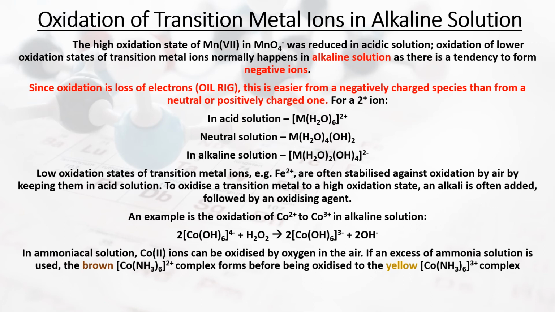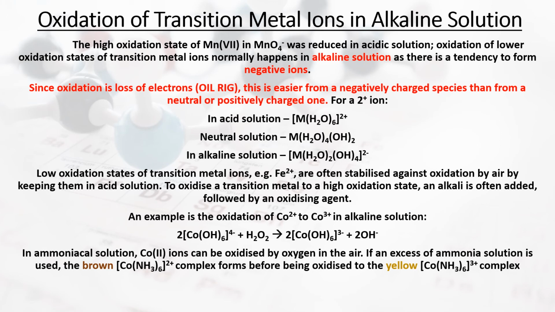We then have our oxidising agent, where it's easier to actually oxidise that metal because it's from a negative ion. And so an example is the oxidation of this cobalt 2+ ion to the cobalt 3+ in alkaline solution. You can see here we have our cobalt with 6 hydroxide ligands, OH ligands, that's a 4- ion. We have our hydrogen peroxide, and hydrogen peroxide ends up oxidising this alkaline solution of our cobalt up to the cobalt 3+ ion. Again, you can see that we have essentially the same ligands, 6 hydroxides. We've just gone from a cobalt 2+ ion to a cobalt 3+ ion.